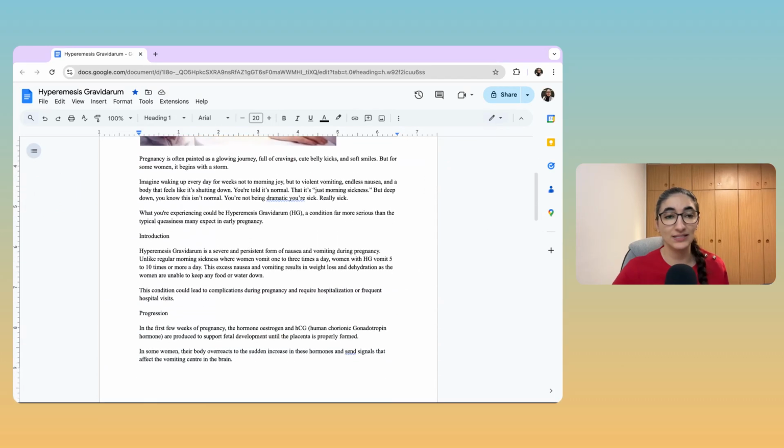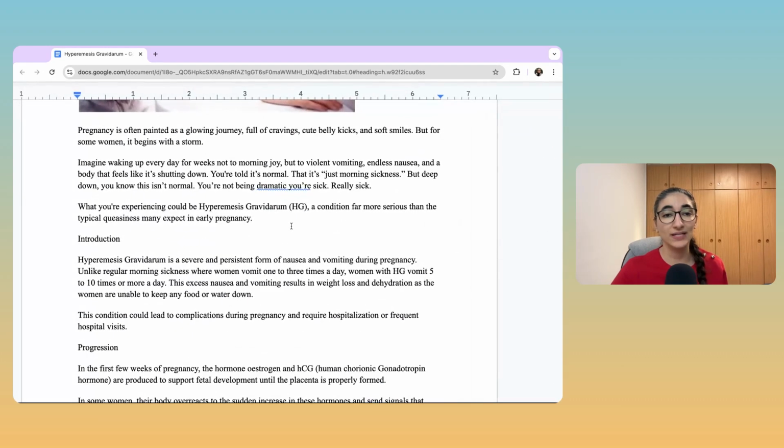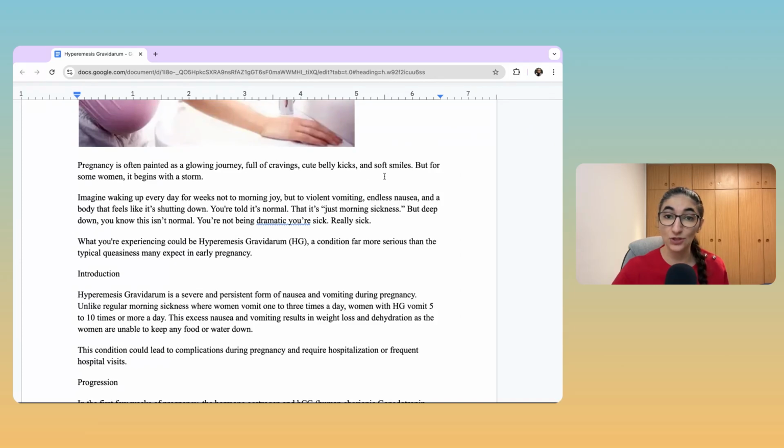So the opening sentence is, "Pregnancy is often painted as a glowing journey full of cravings, cute belly kicks, and soft smiles. But for some women, it begins with a storm." I would say that this very first sentence is a little bit mixed. It says glowing journey, full of cravings, cute belly kicks and soft smiles. So there are three positive things, and then one, the full of cravings, that could be a little bit questionable. So I would probably remove that completely.